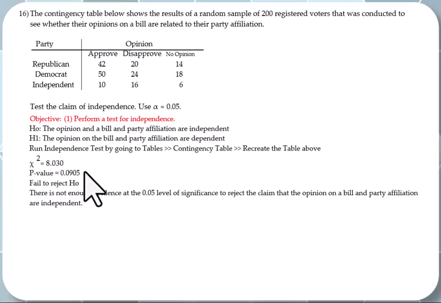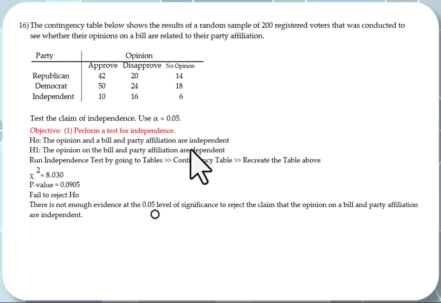We fail to reject H0 because the p-value is bigger than 5%. Look, this is alpha, 5%. And conclusion, there is not enough evidence. Okay, what is the claim here? Let me just tell you where the claim is. The contingency table shows the results for a random sample of 200 voters that was conducted to see whether their opinion on a bill is related. Related means dependent. So the claim was right here in the alternative.